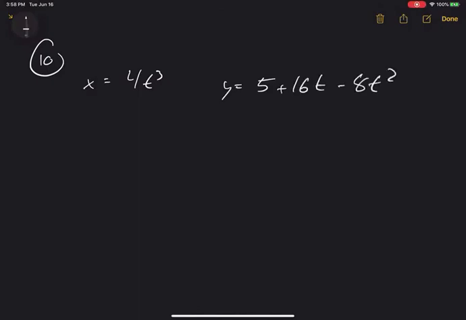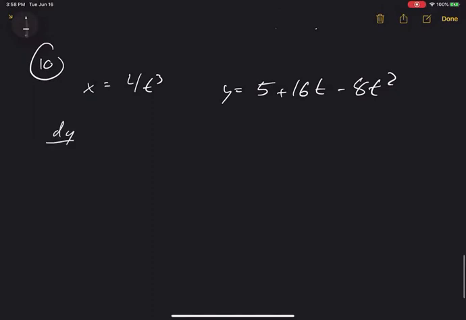Number 10 gives you some parametric equations and asks where that set of parametric equations has a tangent with slope 1. Let's do this one real quick. I have x equals 4t cubed, y equals 5 plus 16t minus 8t squared. They're asking, where does the tangent have slope 1?